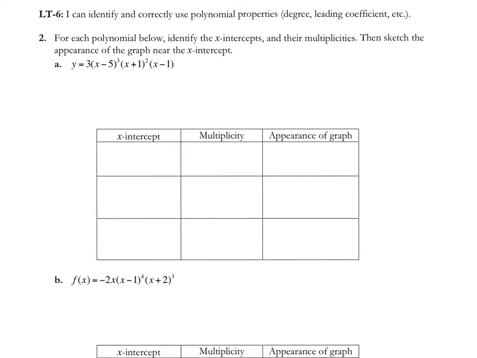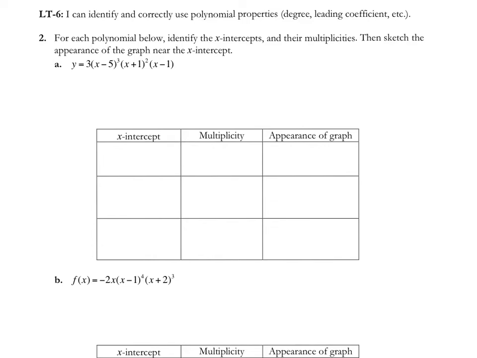So problem number 2 says, for each polynomial below, identify the x-intercepts and their multiplicities, then sketch the appearance of the graph near that x-intercept. So looking at this polynomial, notice that it's in factored form for us. So it's not going to be too hard to find our x-intercepts. Now remember, our x-intercepts are where the graph crosses the x-axis. And remember that anywhere along the x-axis, our y value is going to have to be 0. So basically what we need to do to solve for our x-intercepts is to make y be 0 and solve for the x values that make y be 0.